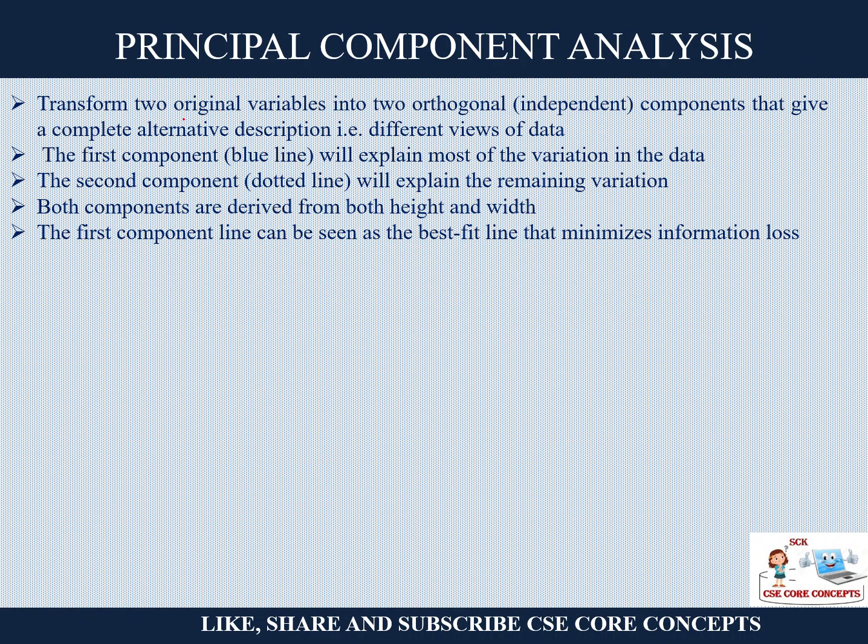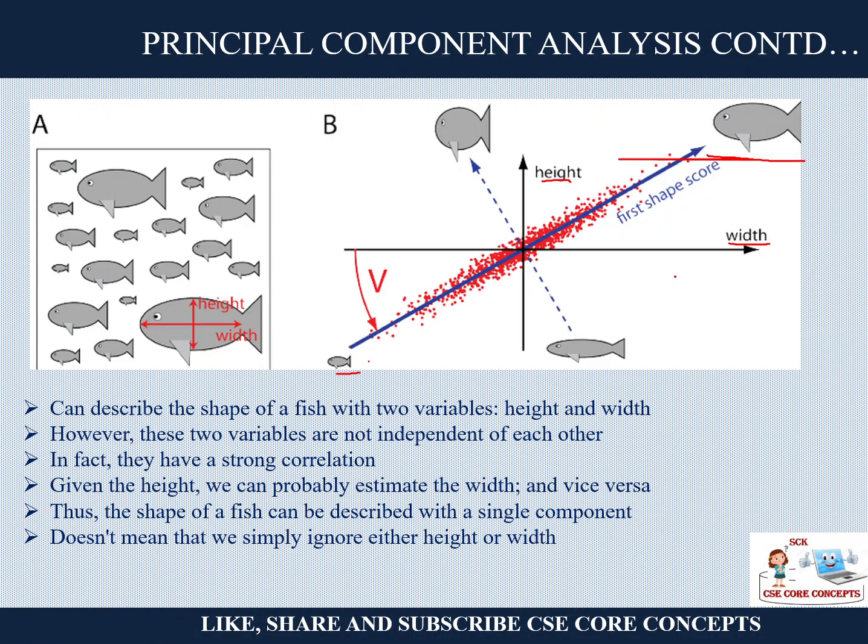So what it has done, the first component, that is the blue line, explains most of the variation in the data. So you have to find out how much is the variation in the data. You can have as small a fish as this and as big a fish as this. Let's say a student may score 99% and another student may score 10%. So you have to find out what is the variation in your data. The range is from 10% to 99%. Understood? Similarly here, the variation is that you can have as small a fish as this one and as big a fish as this one.